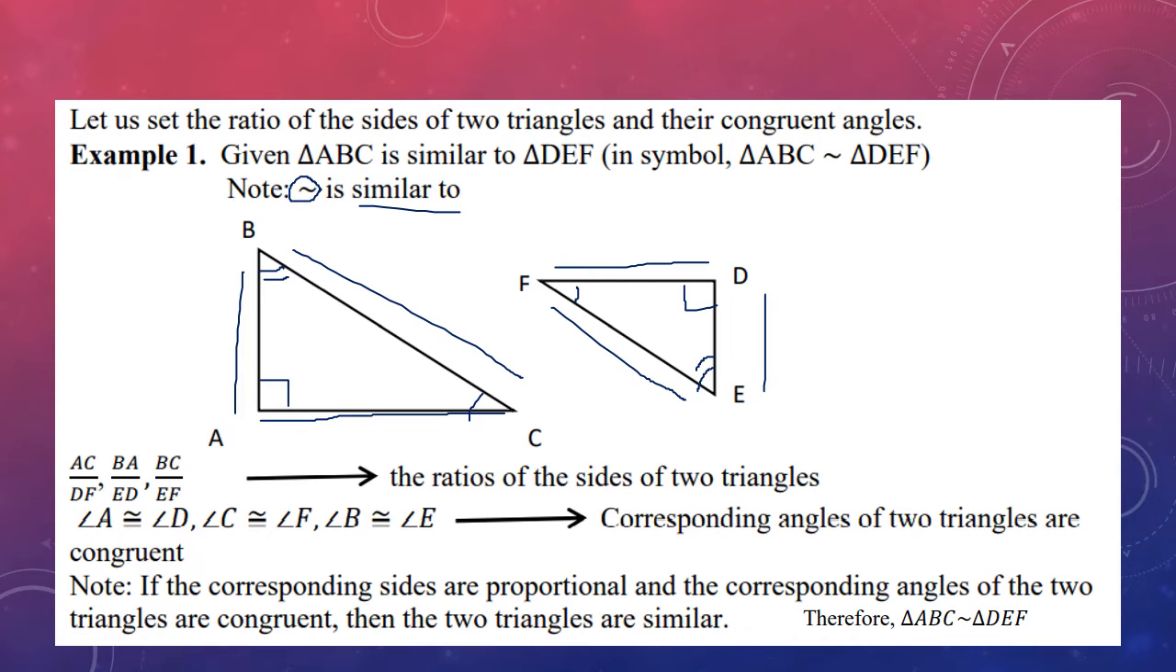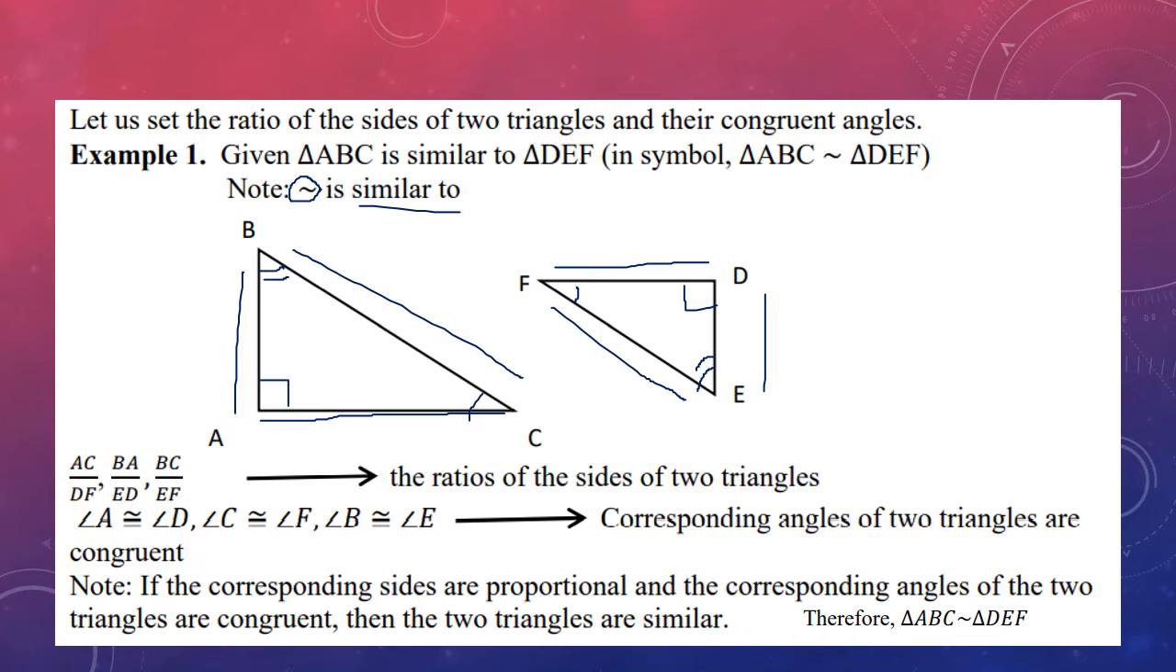So again, to meet the condition or to describe them as similar, the corresponding angles of the two triangles must be congruent. Okay? Their corresponding angles are congruent. For example, angle C and angle F are the same. Angle B and angle E are also the same. Angle A and angle D are the same because they have the same form, which is a right triangle.